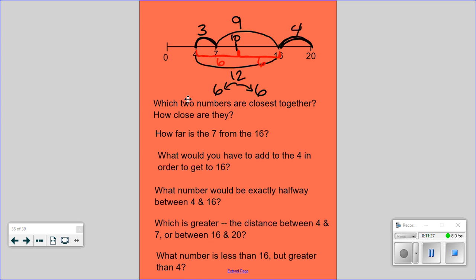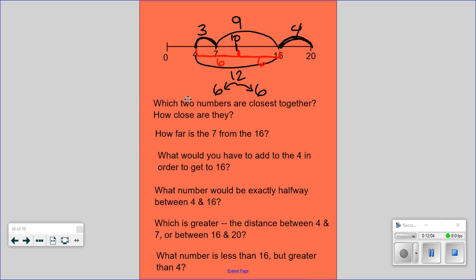5 is a number that is less than 16 but greater than 4. What else is a number that's less than 16 but greater than 4? Annabella? 7. And that one's on our number line. That makes sense. Autumn? 20. Is 20 less than 16? Is the number 20 less than 16? No. So it's not going to be less than 16. It is greater than 4, but not less than 16.